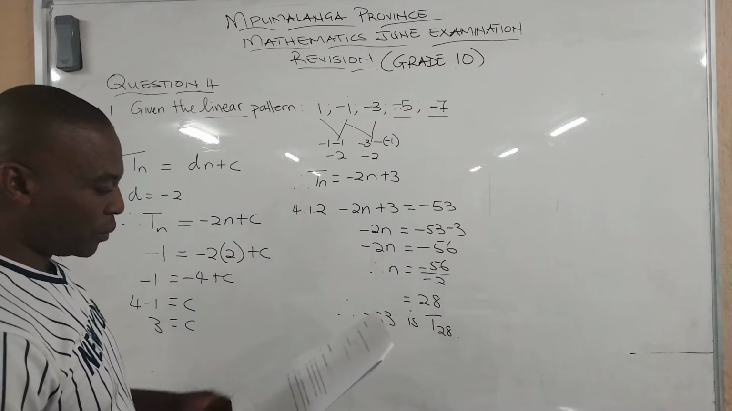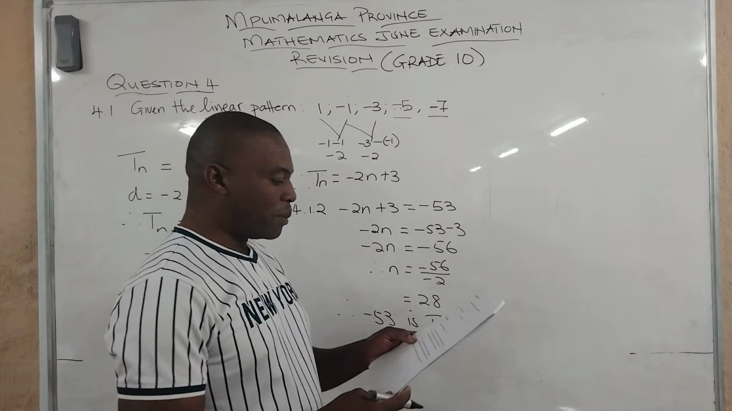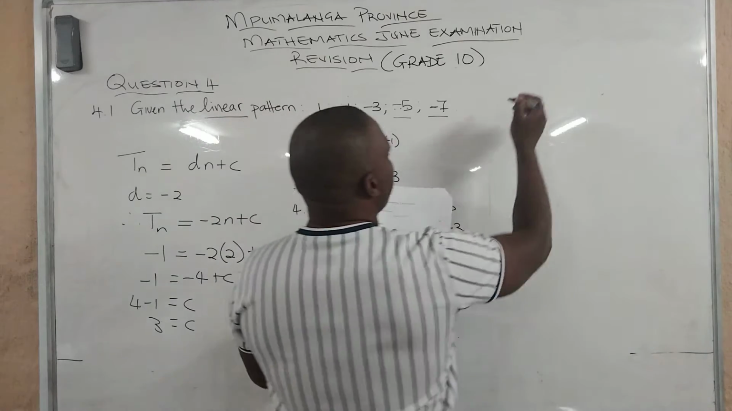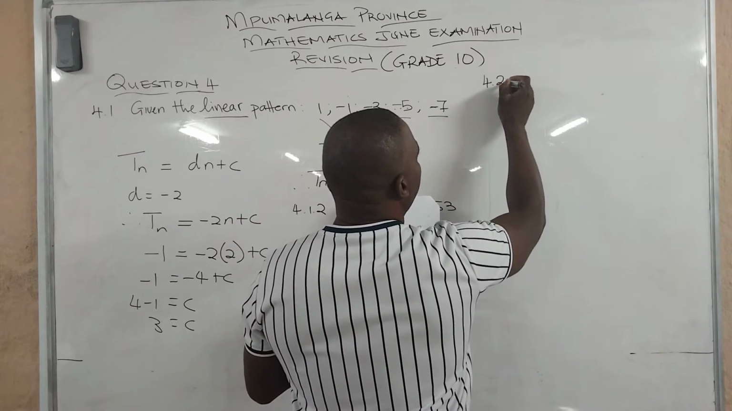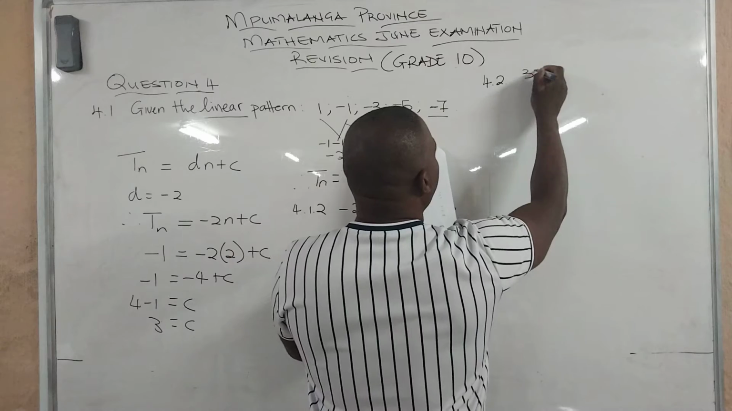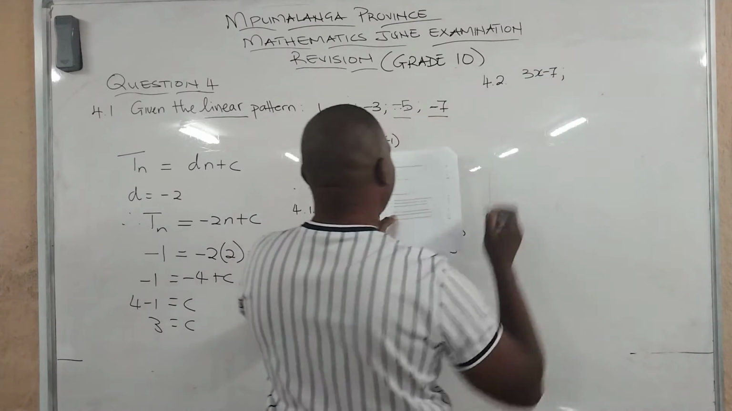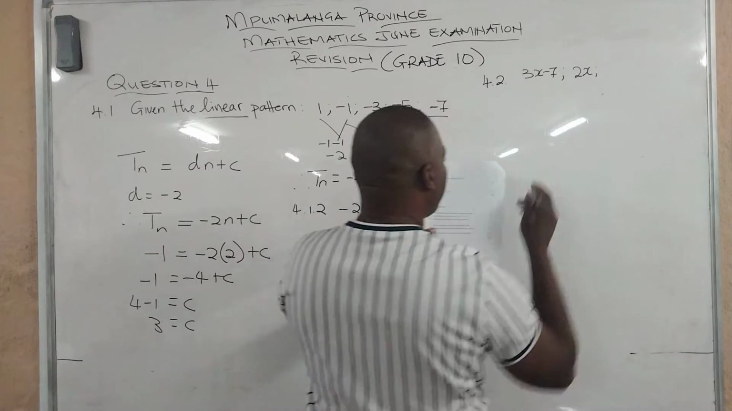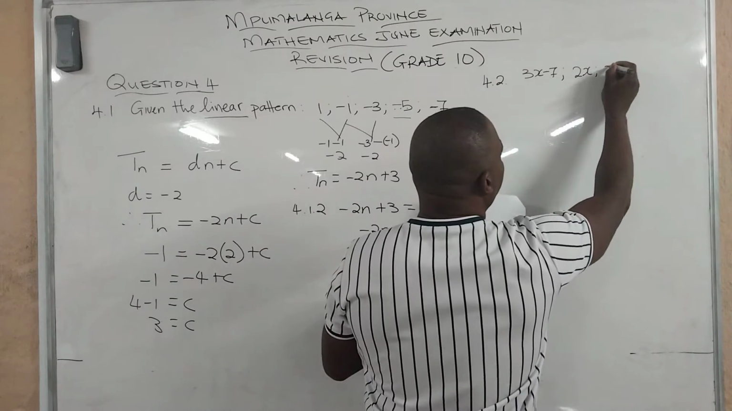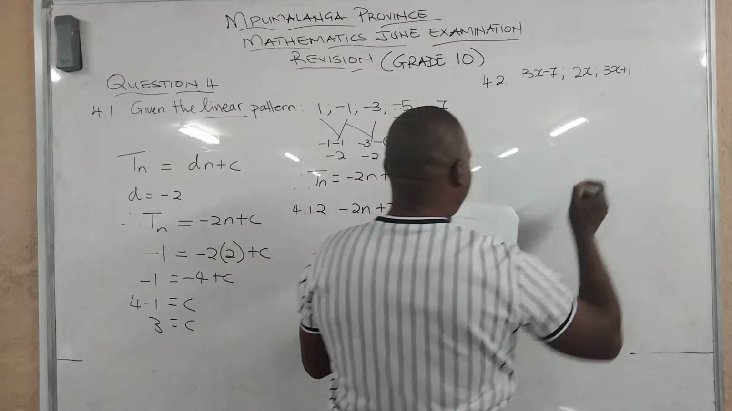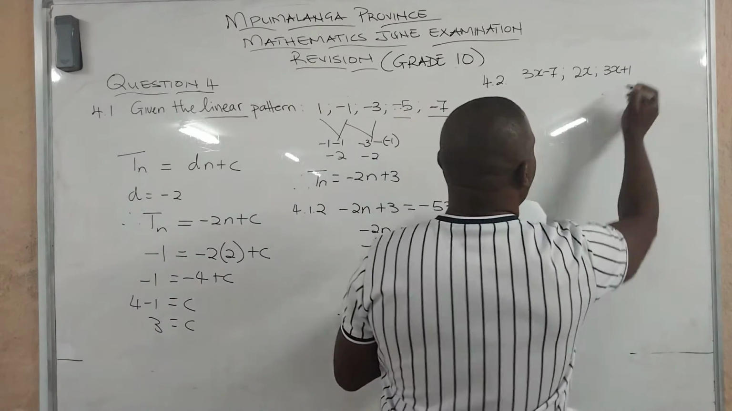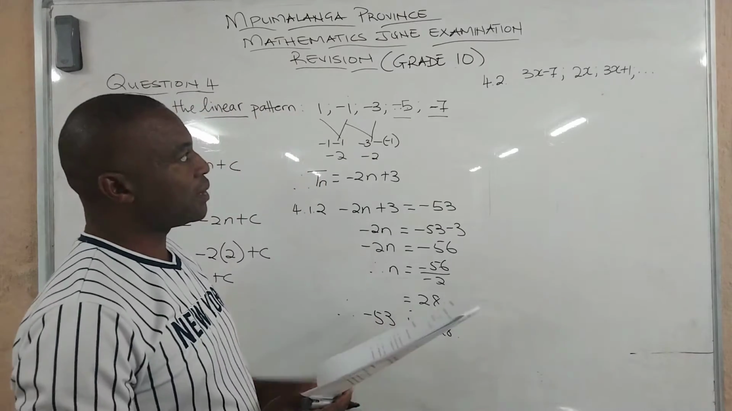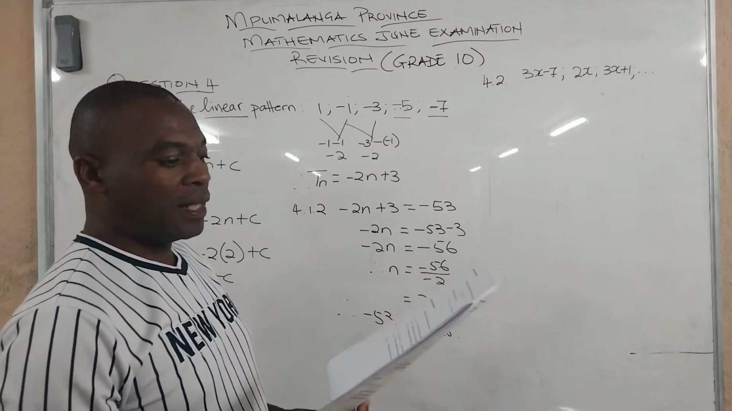Moving on to 4.2. We are given 3x minus 7 as the first term, 2x as the second term, and then 3x plus 1 as the third term, and then the pattern continues. Now this pattern is said to be a linear pattern.